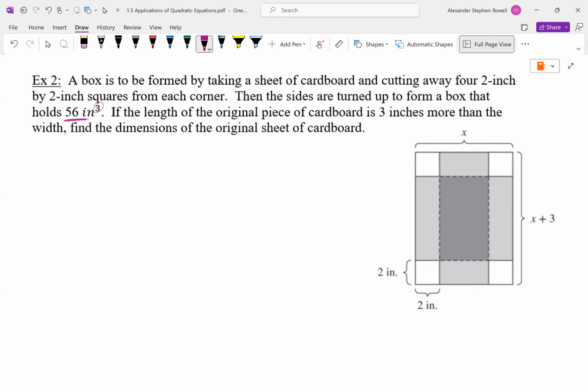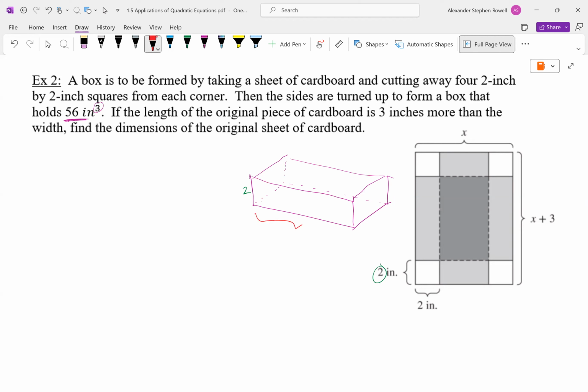So I need a box. So if I folded this up, can you see what that would look like? Do I know the length, the width, or the height? Which one of those do I know? The height, very good. The height is what? 2 inches. Okay. So this will be a little bit tricky.